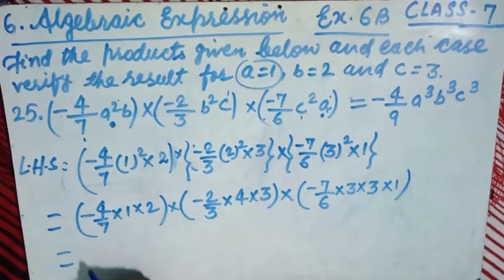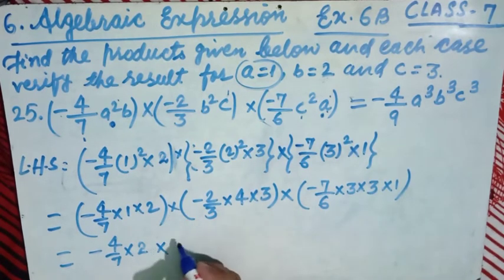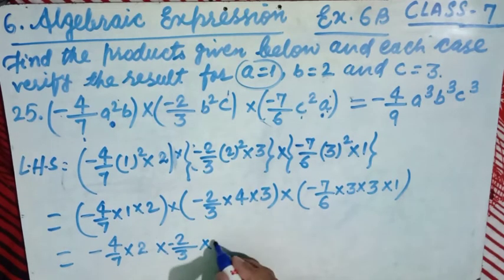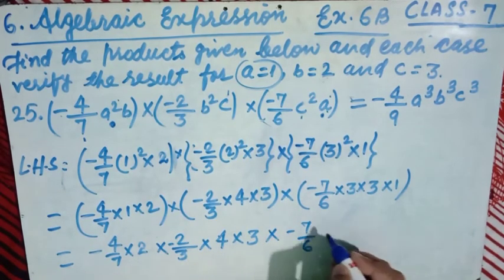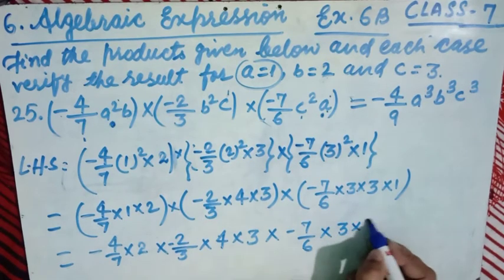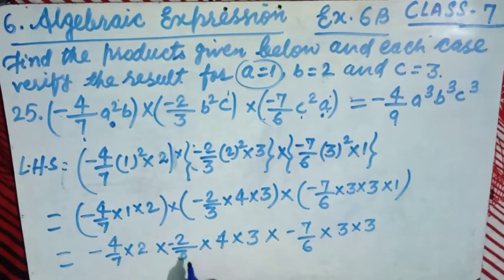Now next, solve. This is minus 4 by 7 multiplied by 2. Now remove the brackets. This is minus 2 by 3 multiplied by 4 times 3, which is 12, or it could be written as 4 multiplied by 3, it makes no difference. Now multiply by minus 7 by 6. This could be written as 3 times, as it is. 3 multiplied by 1 is 3. Now here is the 3. This 3 and this 3 will get cancelled. Here is 3 times 2, which is 6.